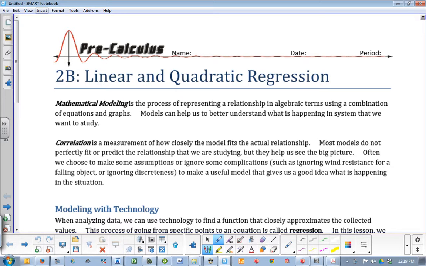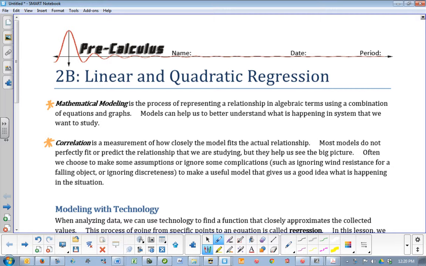Right, in this lesson we're going to look at linear and quadratic regression models. First we need to know what modeling is all about, and modeling is just a process of looking at some data and making an equation that fits it. And when we make an equation that fits some data, we want to know something about the correlation. The correlation is how closely it fits.